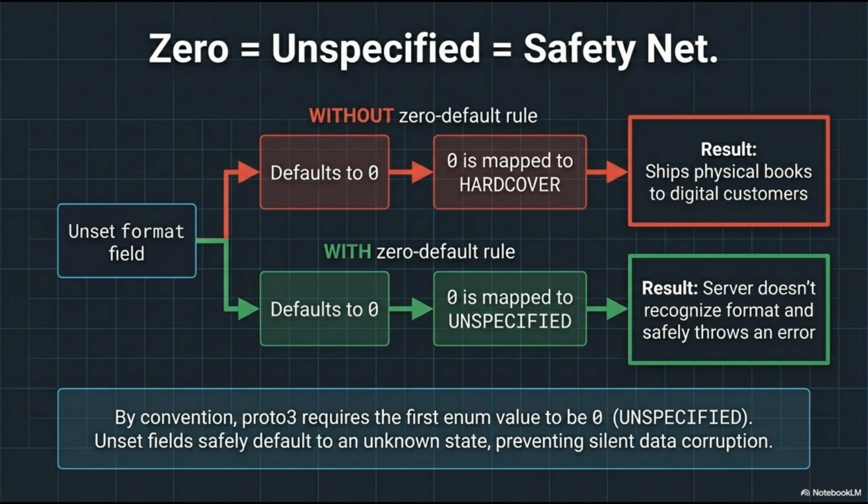So once you define that book format enum, you just use it as a field type in any of your messages, and you physically cannot compile the code if you misspell hardcover. You literally can't. The compiler catches it immediately.